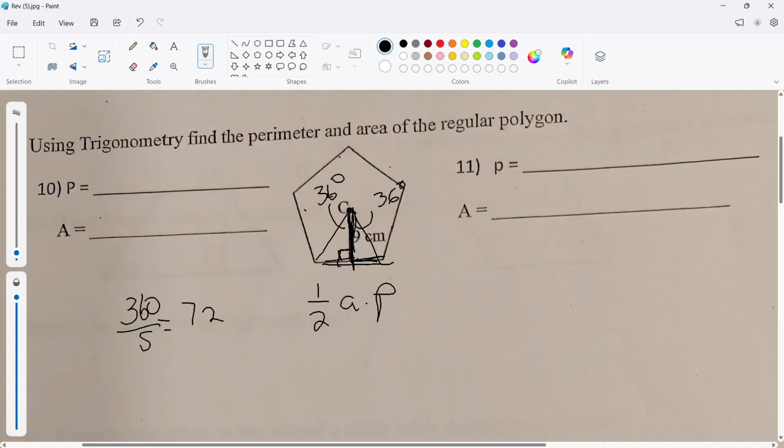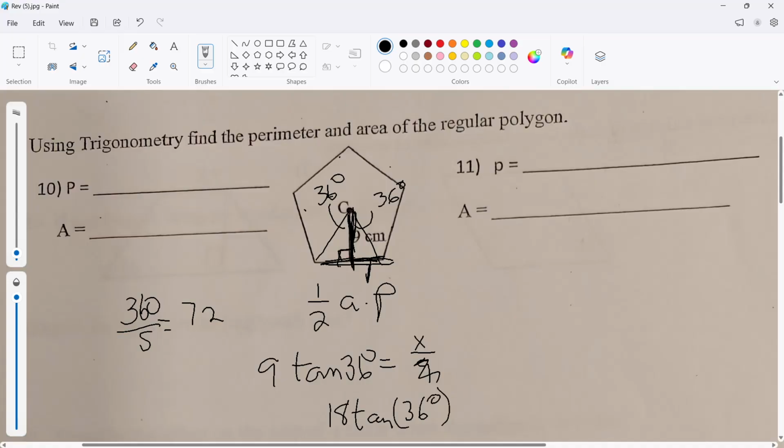Well, what do I have? I have the adjacent and opposite. So tangent of 36 degrees equals opposite over adjacent. Did I say adjacent over opposite? Opposite over adjacent, x over 9. So I multiply both sides by 9, x equals 9 tangent 36. So the whole side is 18 tangent 36 degrees.